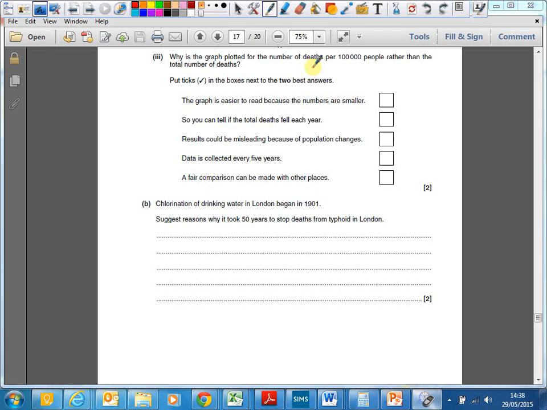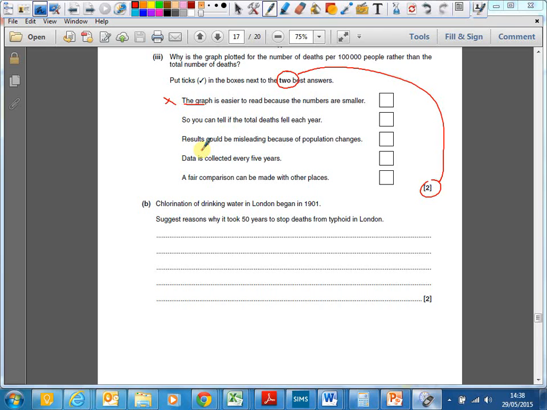Now, what I'd like to draw your attention to is 2 and 2. Strangely, they're the same. So that means you've got to put 2 ticks. Don't put 3, don't put 1. If you only know one answer, tick another one. But, here, why would it be easier to read if the numbers were smaller? Are we sure that the numbers are smaller? Oh, yeah, but the difference between 25 and 160 isn't really that big, so I'm going to rule that one out.